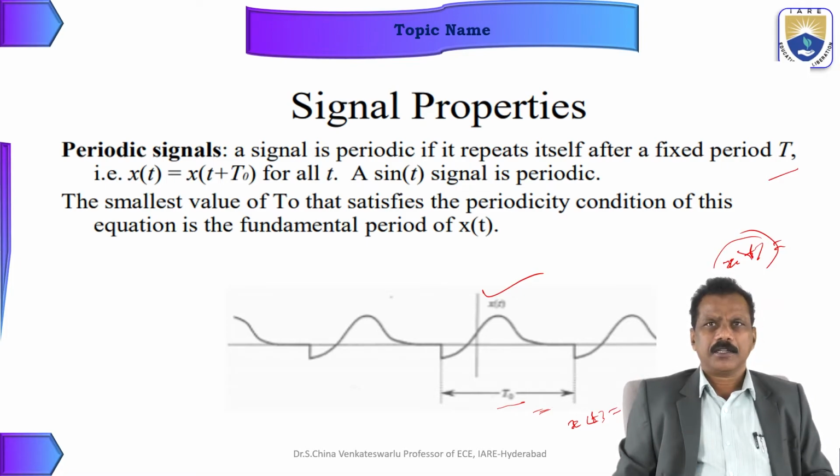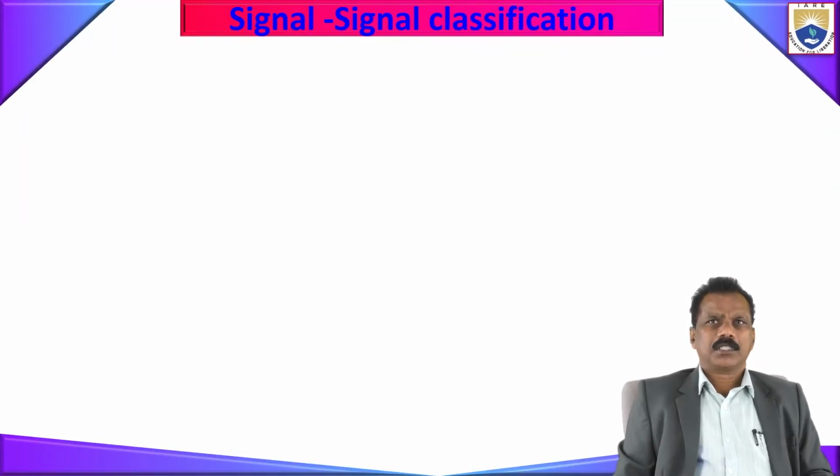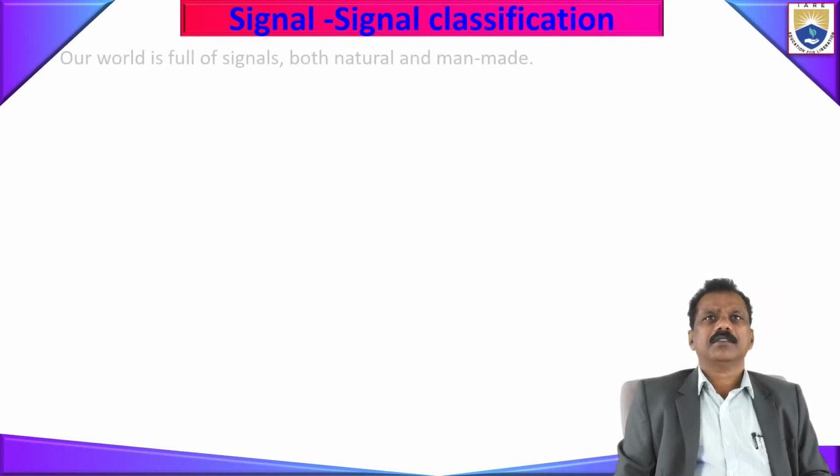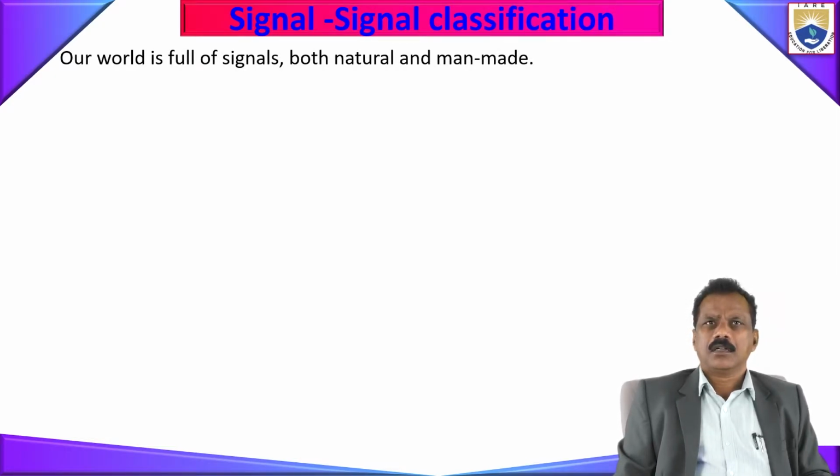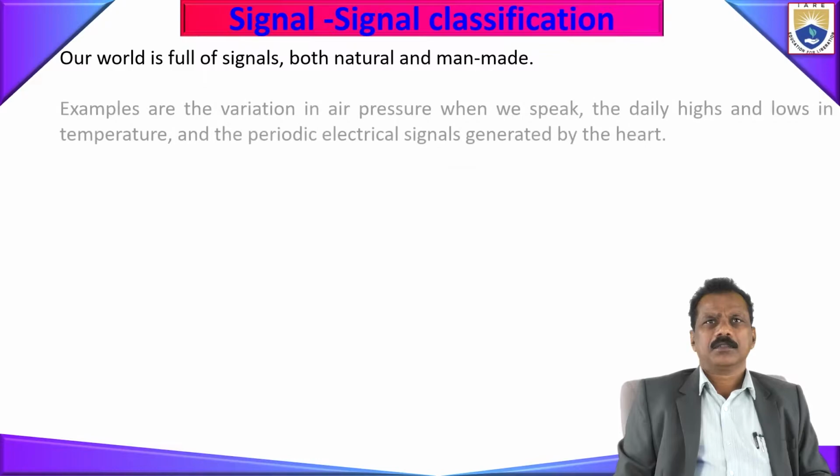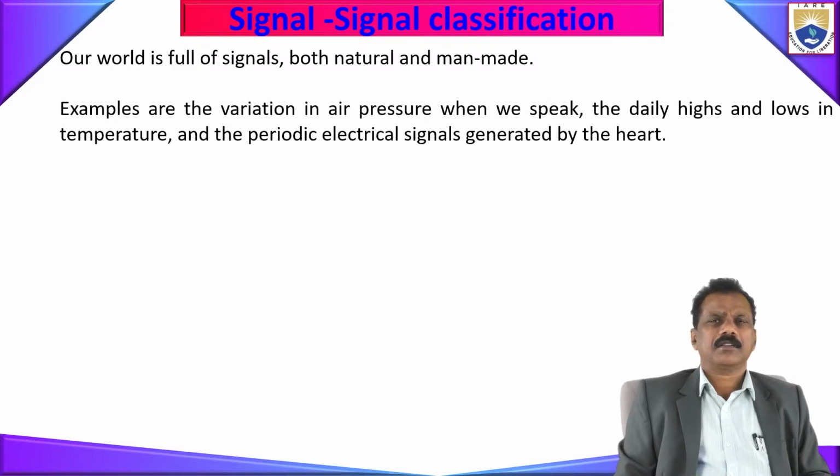So within this, signal classification is involved. Our world is full of signals, both natural and man-made. Examples are the variation in the air pressure when we speak, the daily highs and lows in the temperature, and the periodic electrical signals generated by the heart.